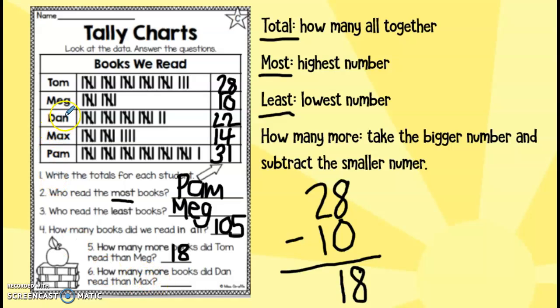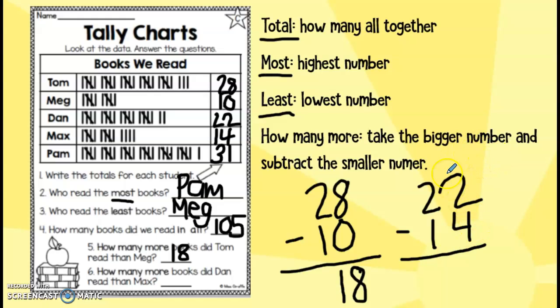Okay, then the next question is asking, how many more books did Dan read than Max? So I'd have to look at Dan, he is right here. He read 22. So I'm going to take the bigger number, 22, and subtract the smaller number. So they were asking how many did he read compared to Max. Max read 5, 10, 11, 12, 13, 14. So I'm going to subtract 22 minus 14.